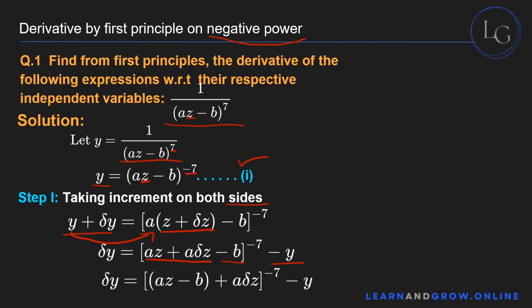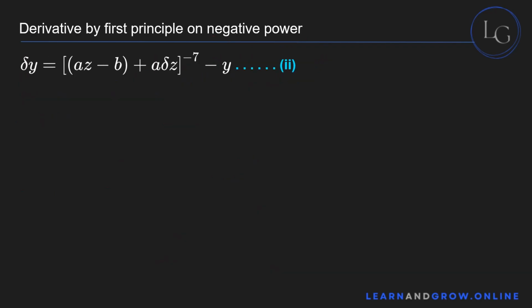And so you'll take this az and this minus b together over here and add that to a delta z, because we have to take the binomial expansion of this later on. So this is our equation number 2.